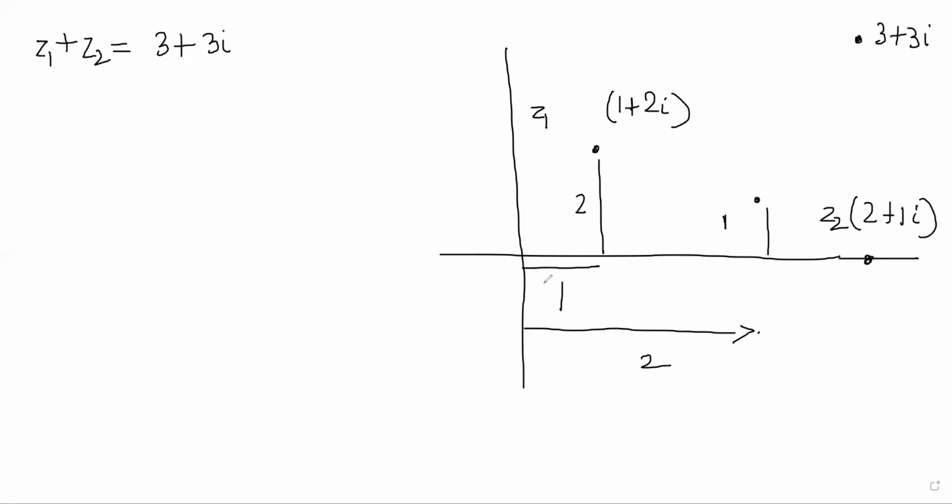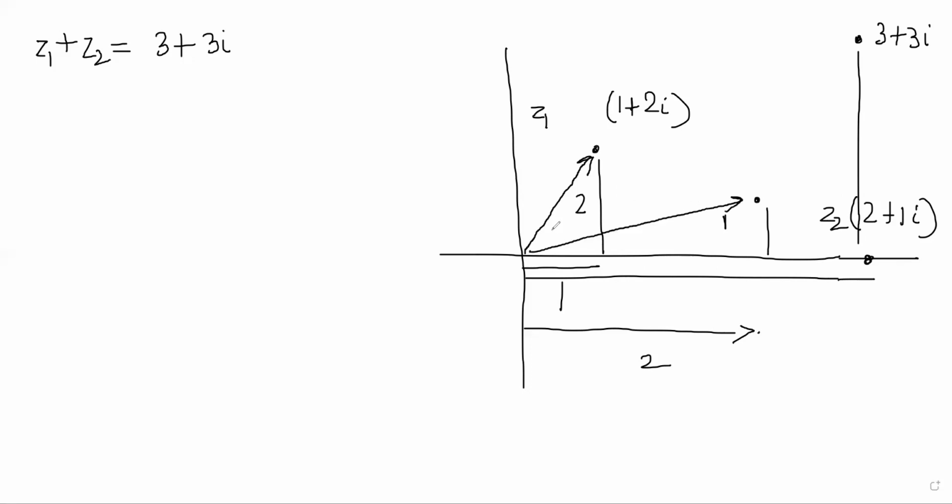So basically what you're doing is adding the real part and the imaginary part. You can think of this as a vector addition also. 1 plus 2i will be this vector, and 2 plus 1i would be this vector, and the addition will be this vector, which is the resultant of these two vectors.